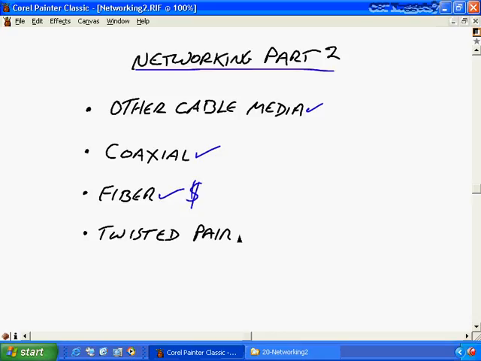And then twisted pair is probably the kind that we'll see the most commonly in any kind of local area network. It's not too expensive, and it's very flexible and easy to install.